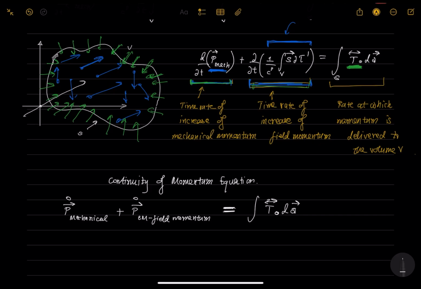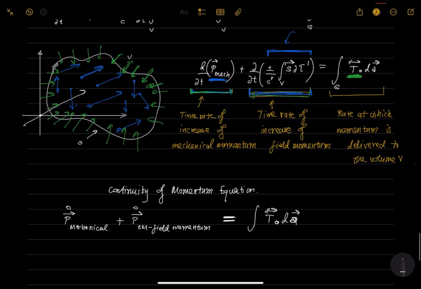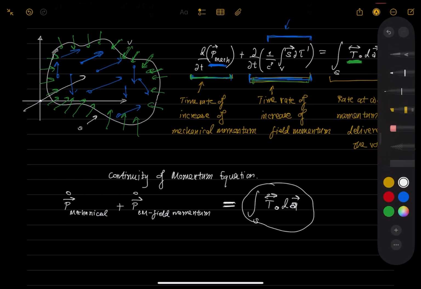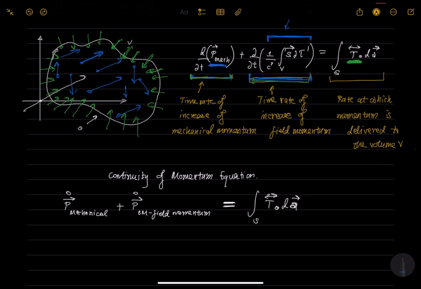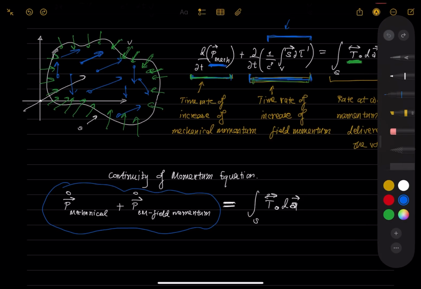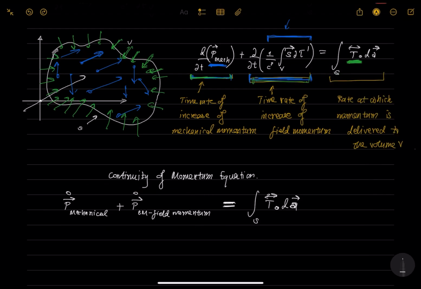That is, you take the surface integral of Maxwell's stress tensor over the surface, right? Something's coming in through the surface, and everything that's bound by the surface is increasing due to this thing that's coming in, right? So that's the whole interpretation. And this we call the momentum continuity equation in electrodynamics.